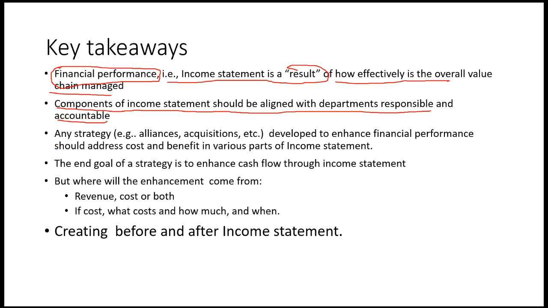So the reason all that is important is when you're going to start to think of any strategy, alliances, acquisition, etc., you have to basically develop and enhance your financial performance. Which means, where is it going to come from? When you say I'm going to improve the financial performance, you have to look at the ingredients. Are we going to increase the sales? So we have to have a strategy, and we can provide some clarity. Why will our strategy increase the sales?